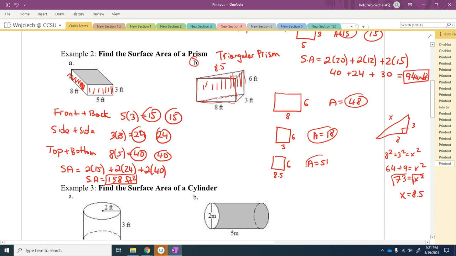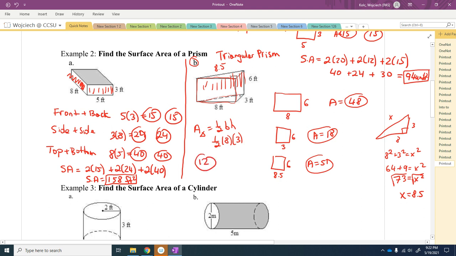Now, what I'm still missing is the area of the two triangles. Actually, let me divide this paper here so we don't confuse ourselves. Now, triangle. Look at the triangle at the bottom. The area for a triangle is 1/2 base times height. And the base and height, they're always perpendicular. So it will be 1/2 times 8 times 3. Half of 8 is 4. 4 times 3 is 12.